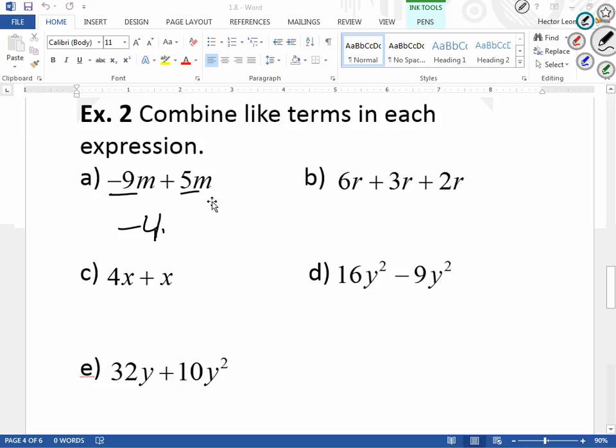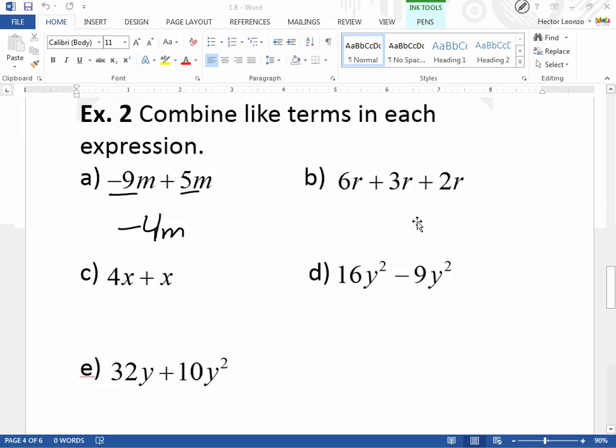Don't do anything to the m other than copying it. The reason why the m is there is just for us to know what we can combine with. This thing just froze for a minute, so I'm just going to wait on it. But once again, you do not change the letters.